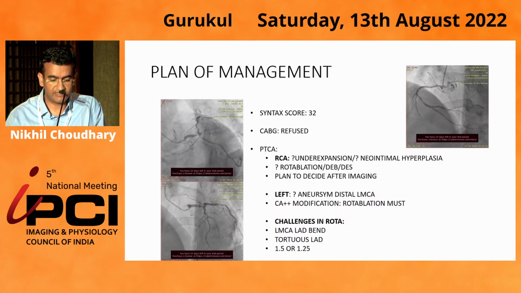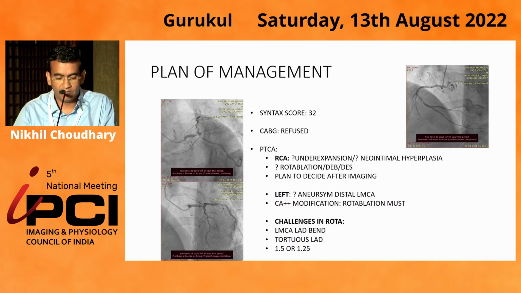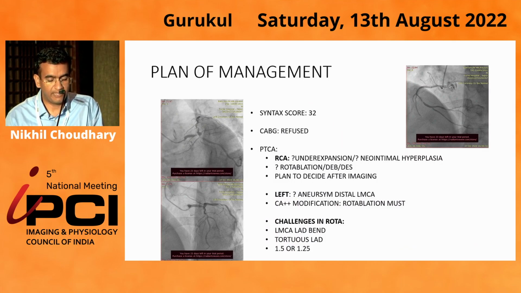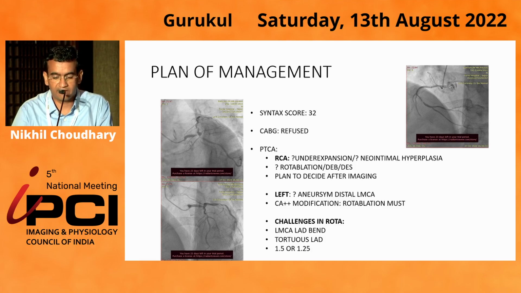So with this anatomy and a syntax score of 32, I offered him coronary artery bypass. Of course, such patients refuse. And maybe 10 years previously, without imaging, I would never have thought of taking up this case. But imaging probably makes our job easier.